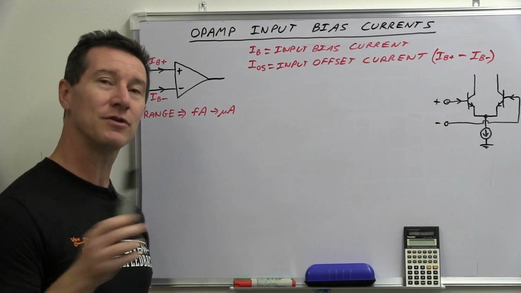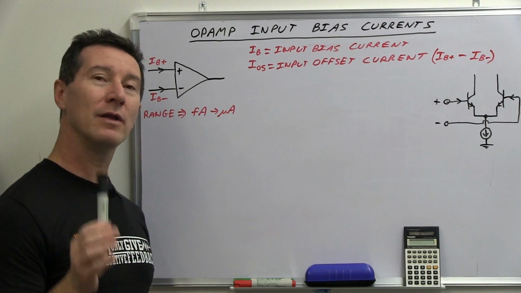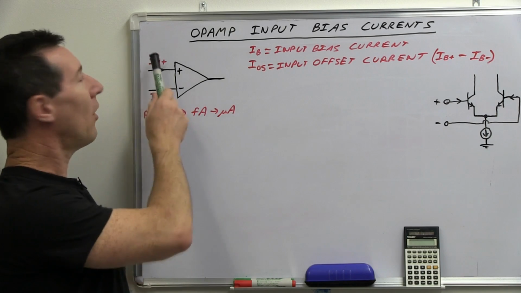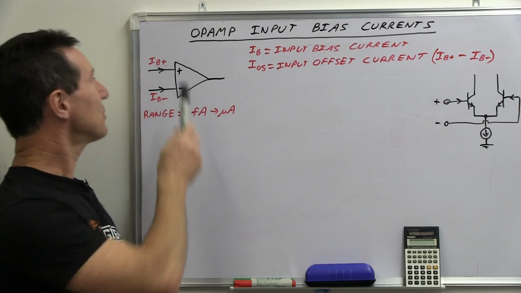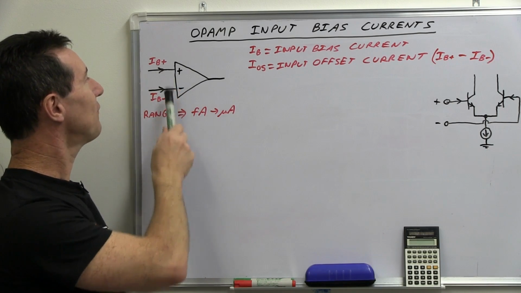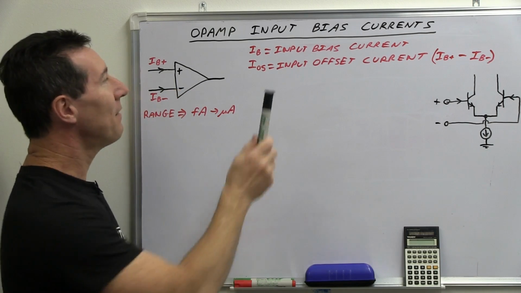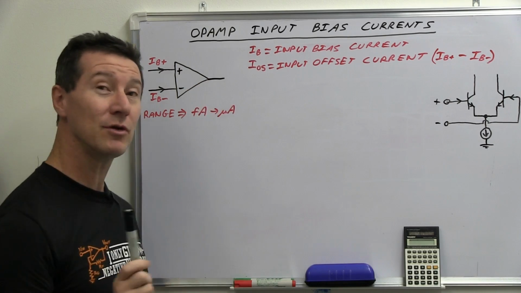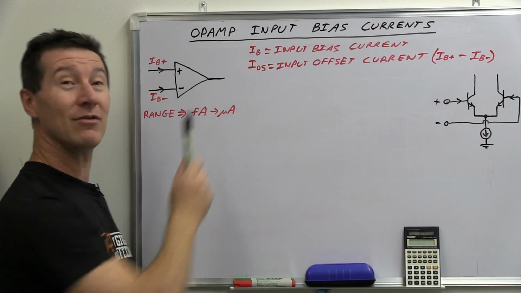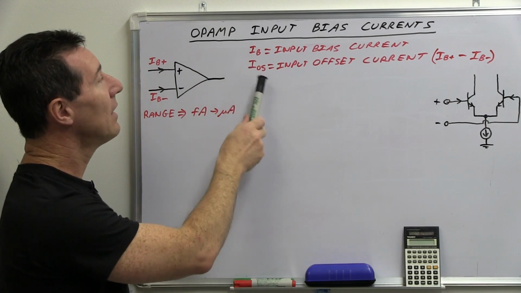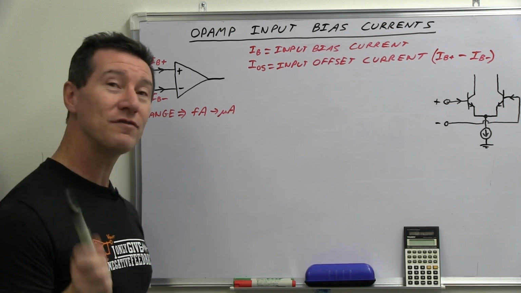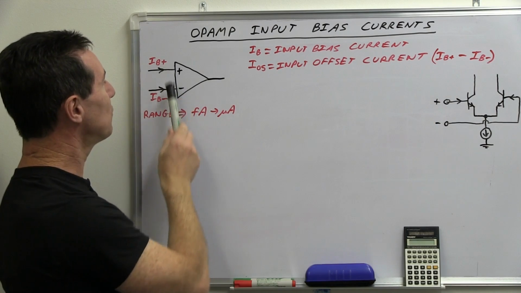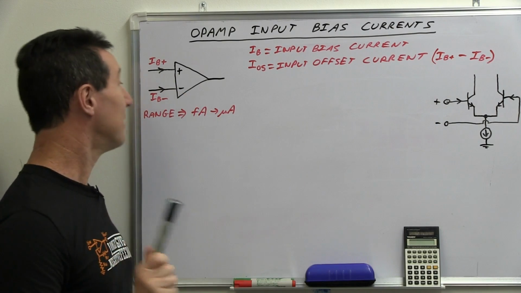Now, a data sheet for a typical op-amp will usually only show the input bias current as one figure, IB, they'll typically call it. They won't actually specify different input bias currents for the positive and negative. There's two parameters to do with input bias current. One is the input bias current itself, IB. The other is IOS, which is the input offset current. And that is actually the difference between these two. But we'll get into that in a minute.